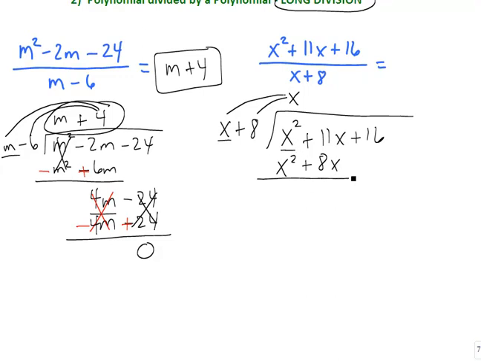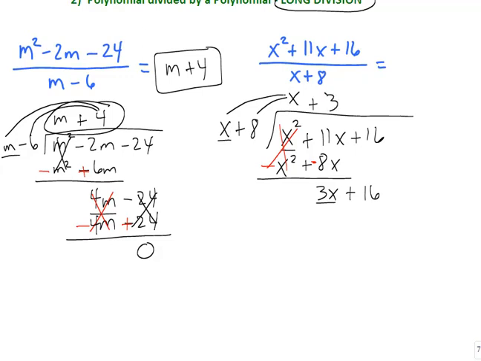Draw your line, and don't forget to change your signs so that you are subtracting in order to get that remainder. The x squareds do cancel out, as they should, and 11x minus 8x leaves me with a 3x remainder. I haven't used this 16 on the end, so I'm going to carry it down. And now we're going to repeat the process all over again. X times what gives me 3x? So I need an x times a plus 3 to give me 3x.